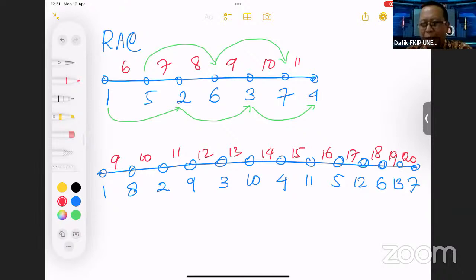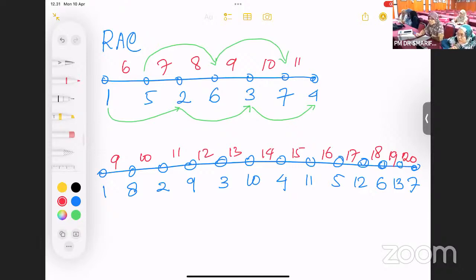That is the principle of studying rainbow anti-magic coloring. Actually, it also holds for any type of graph labeling study and also coloring study as well. We need to find the pattern. Otherwise, it is very hard to extend.